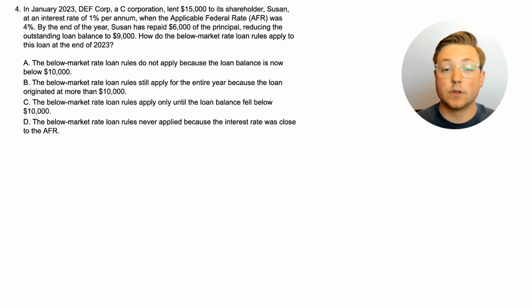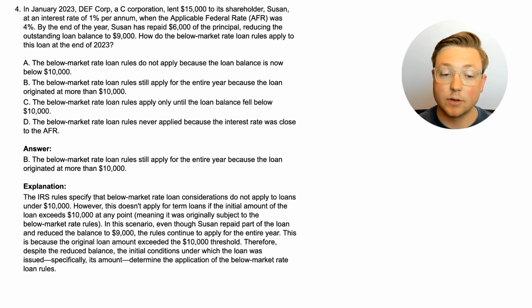All right, so this is the first time where we're learning the actual numerical rules for below market rate loans. So you may not really know how this works. That's okay. Let's dive straight into the answer to learn the rules here. Okay, the answer is that the below market rate loan rules still apply for the entire year because the loan originated at more than $10,000. So let's read through this.